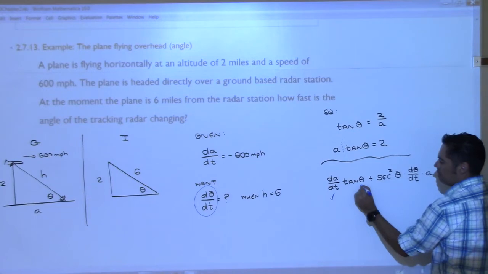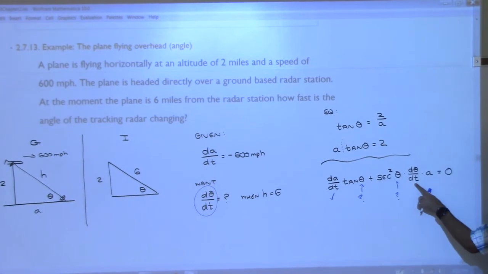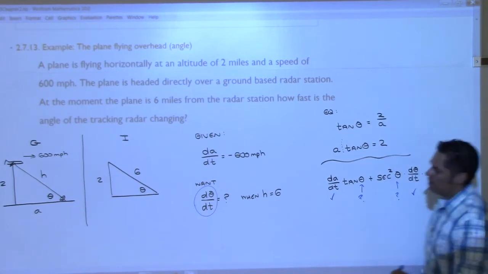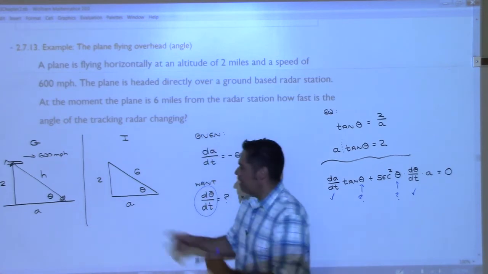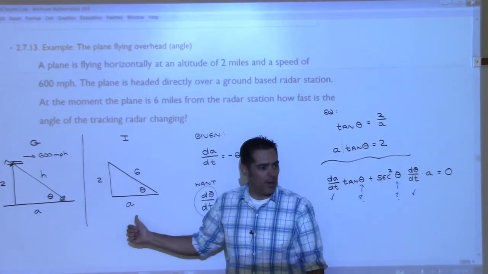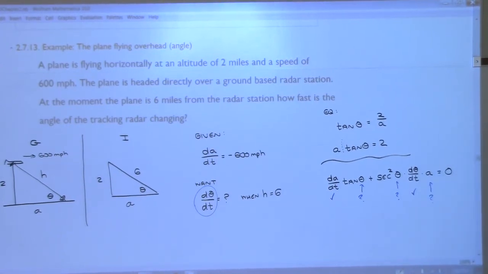So this right here, we don't know right away. That right there, we don't know right away. Do we know dθ/dt? Well, we don't know it, but that's what we're looking for, right? So we're happy to see that. And then do we know what A is at the moment in question? We don't. Again, A is this side right here, right? But A is one side of a right triangle, so we have the other two sides. We should be able to solve for A. So even though we don't have it directly, we will be able to get it, right? So we have a couple of things we can do here. Let's get A first. How about that?